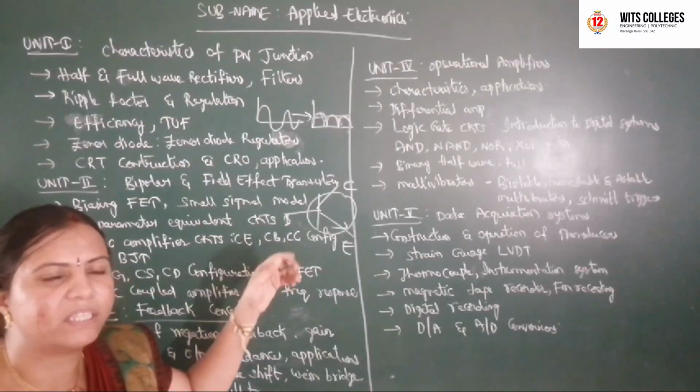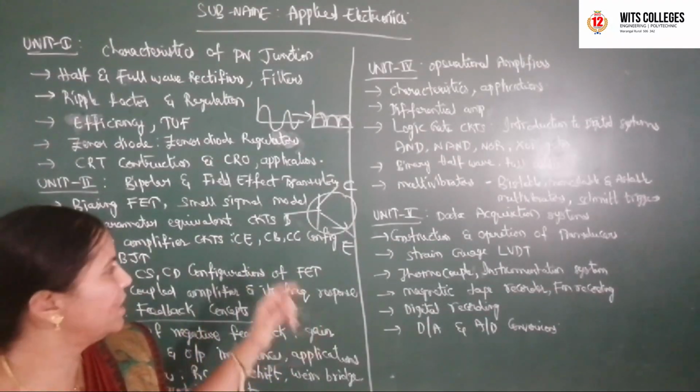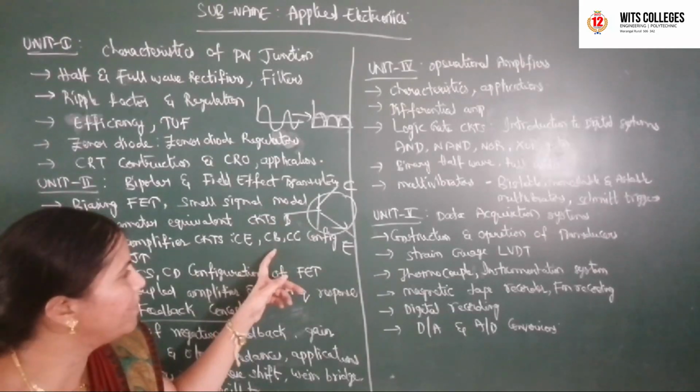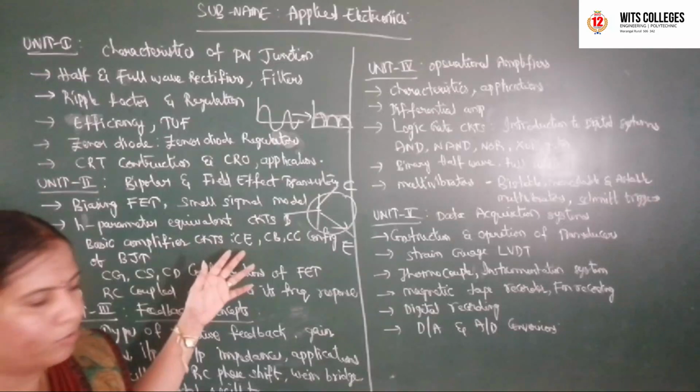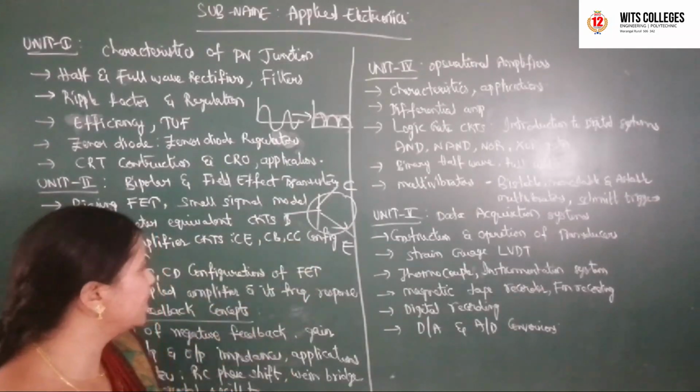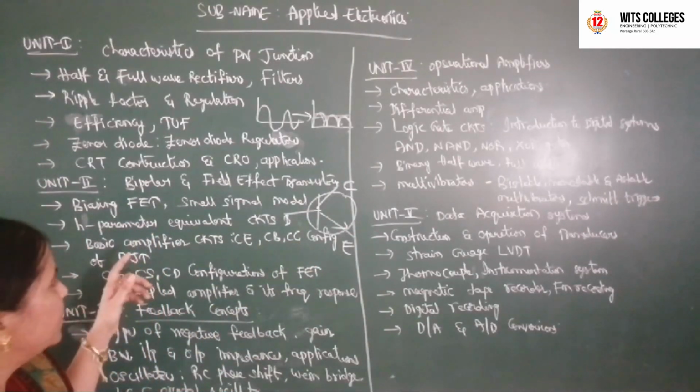Common base means base is common for both input and output. That's why we named it as common base. Like that, common collector configurations. So these are the basic amplifier circuits: common emitter, common base, common collector configurations of the bipolar junction transistors.